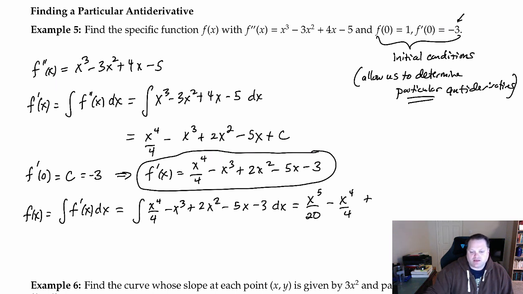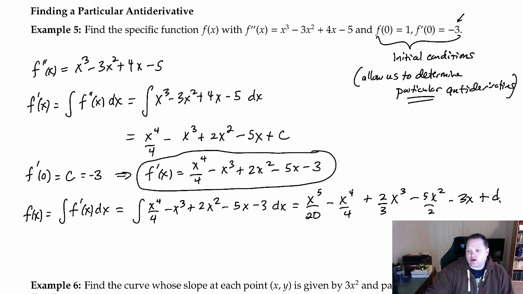2x squared, the antiderivative of x squared would be x cubed over 3. You already have a 2 there, so it would be 2 divided by 3 x cubed. Minus 5x would be x squared over 2, so minus 5x squared over 2. The antiderivative of negative 3 is negative 3 times x. And then we have another constant here. Since we used c here, I'm just going to say d. I just want a different variable in the problem, so plus arbitrary constant d.